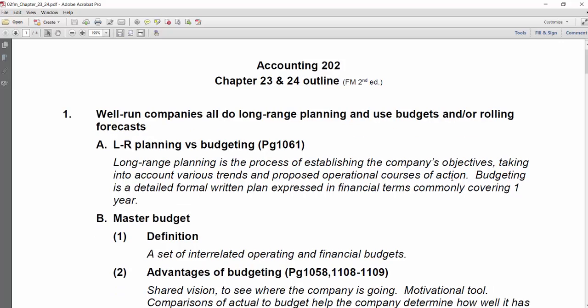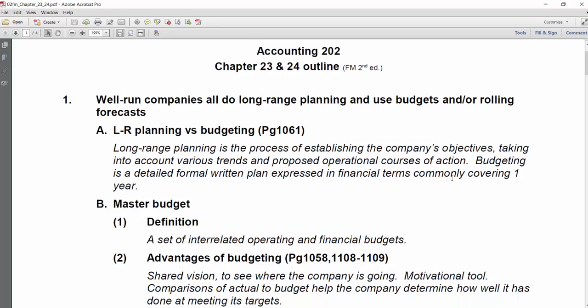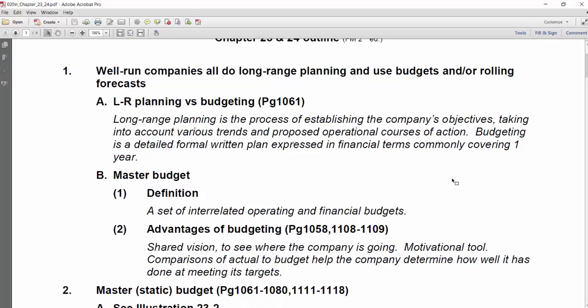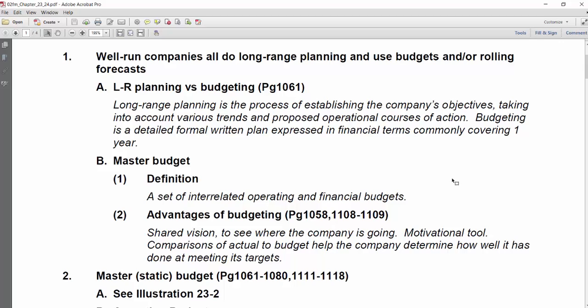Now, what do you do with budgeting? You try to get your company together so everybody's on the same page. They have a shared vision. They know where their company is going. It's a motivational tool. It's a reward tool. And you do comparisons of your actual to the budget to help the company determine how well it's been doing at meeting those targets. So a master or static budget, you can see an example in illustration 23.2.